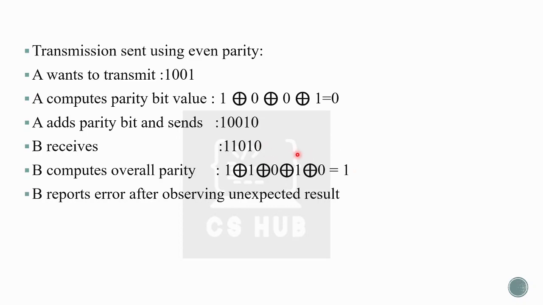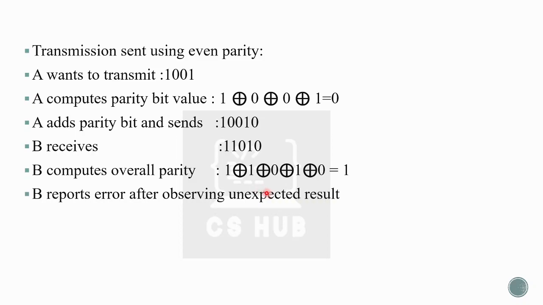B reports an error after observing the unexpected result. B expects 0 because A added the parity bit as 0. B receives this data and the parity bit, and B checks whether this parity is correct. For that, B performs the individual XOR operation, and the result of this XOR operation is 1, but our parity is 0. There is a mismatch.